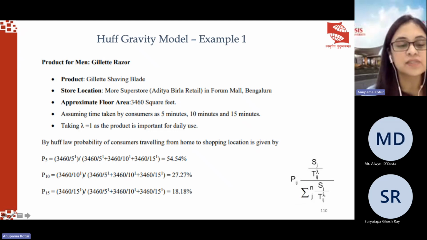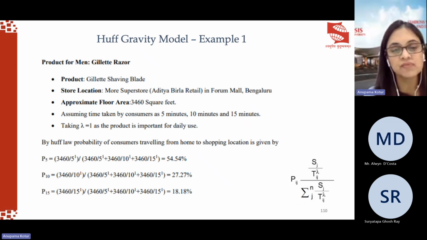We do have the square footage, 3460 divided by 5, which is the travel time between your store and the primary trading area, point of origin, to the power of 1, which is the lambda value that we have, 1, right? Divide that by 3460 divided by 5 to the power of 1 plus, of course, in the denominator, you have all the three trading areas, 10 to the power of 1 and 15 to the power of 1.